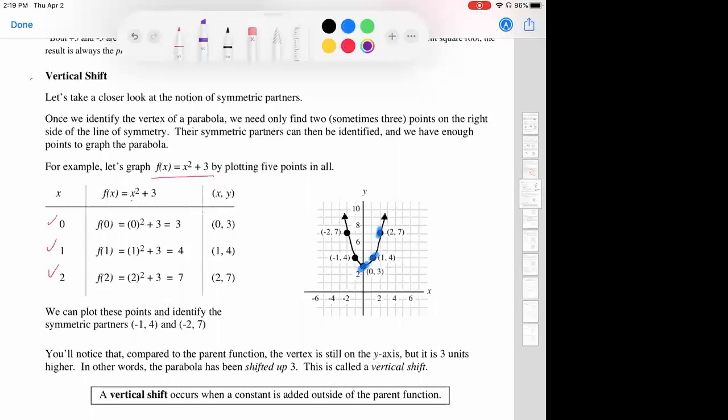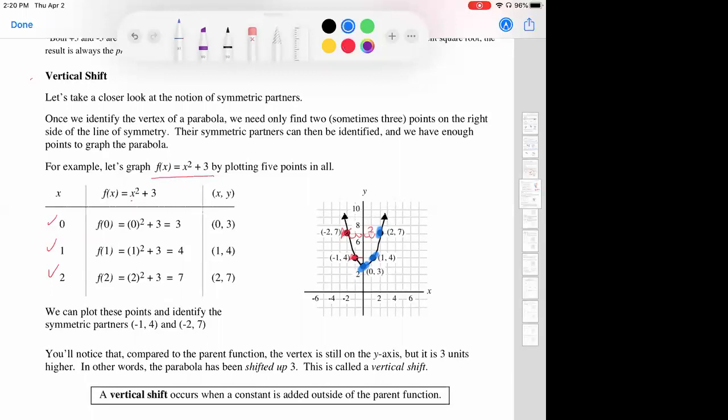Now we're going to be lazy. And we're only going to use those 3 points to find my next points. All right, well, 1, 4 is 1 away from the vertex, so it lines up with the one that's 1 away. 2, 7 is 2 away from the vertex, so it's going to line up 2 away from the vertex as well, at -2, 7. And now we have this new point. So we can graph a parabola only using half of the points because I know it's symmetric.